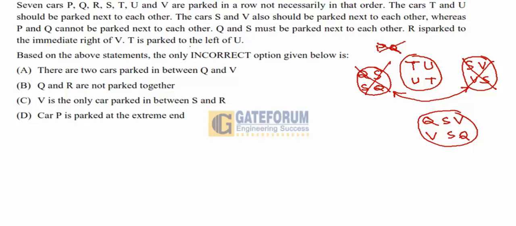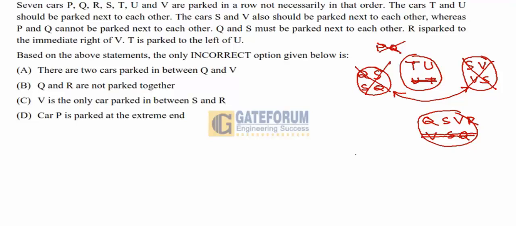R is parked to the immediate right of V. So we know that R is parked to the immediate right of V. So R is parked here. But here, the immediate right of V is blocked by S. So we know that this is definitely not one of the cases. Okay, so we are there with these two ideas. Let us see what has been said. Oh, there is another one. T is parked to the left of U. So we immediately know that this is also wrong. T is parked only to the left of U.